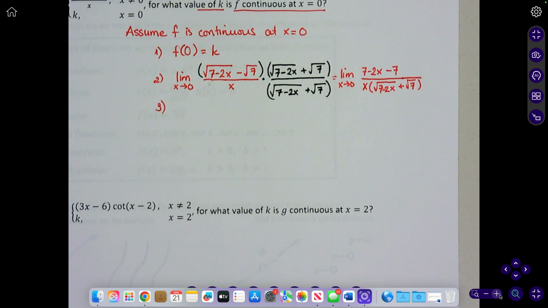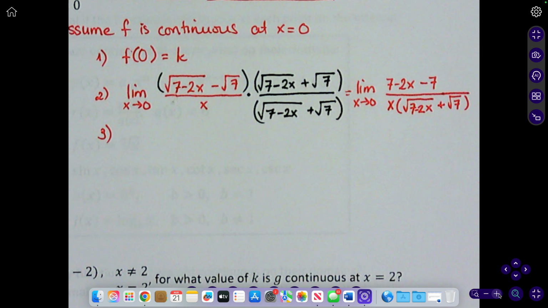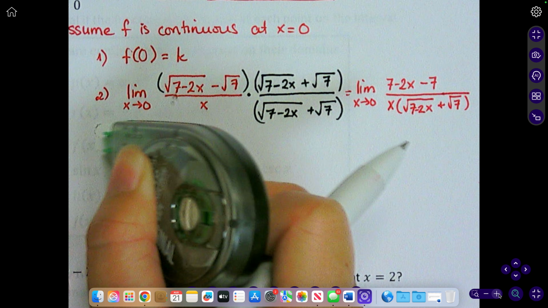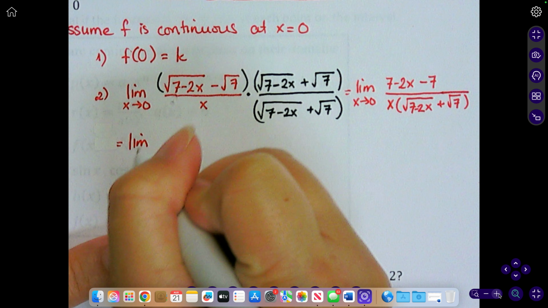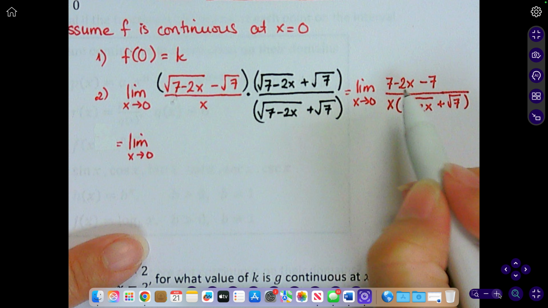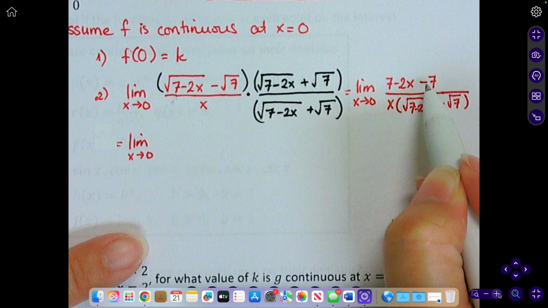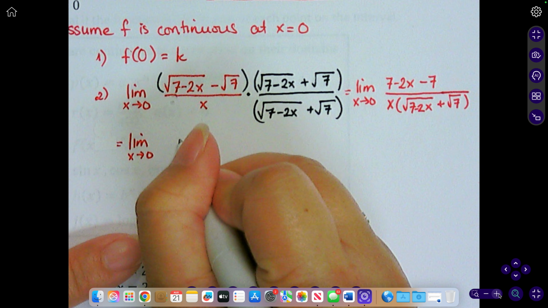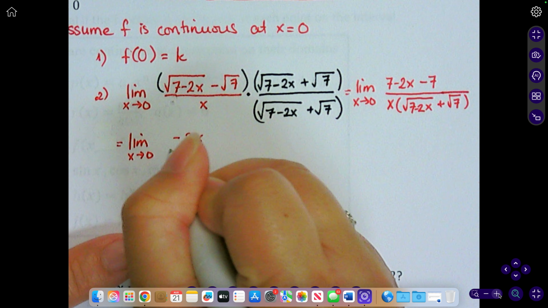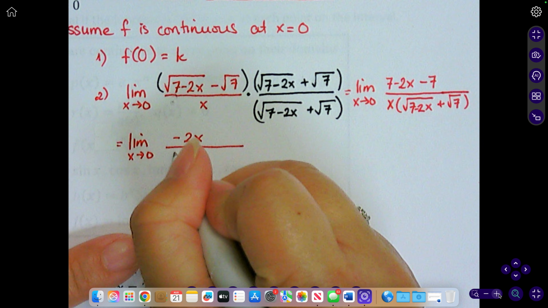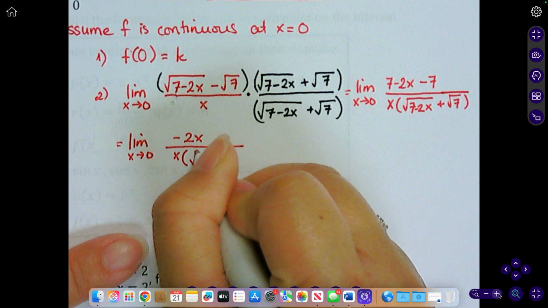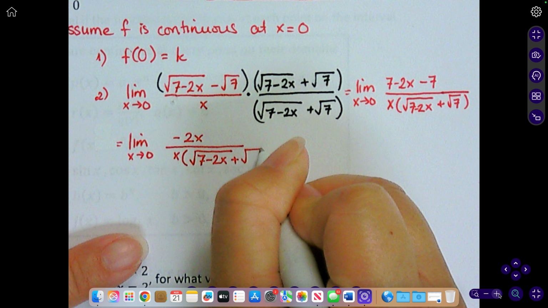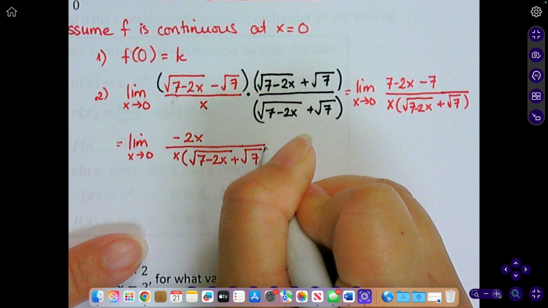I'll zoom in so you can see, yeah? There. I'm going to have to erase this because I need more space than they provide. So here's the limit as x approaches 0. 7 minus 7 is a 0, so I have a negative 2x. So I have negative 2x divided by x times the square root of 7 minus 2x plus the square root of 7, like that.